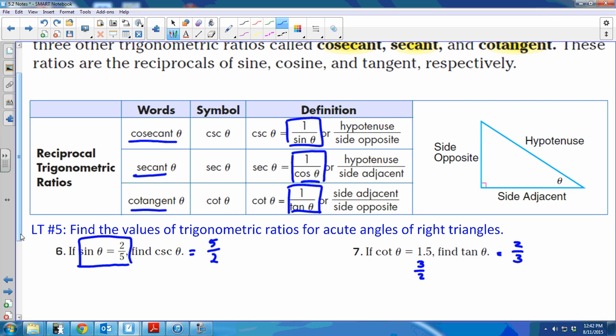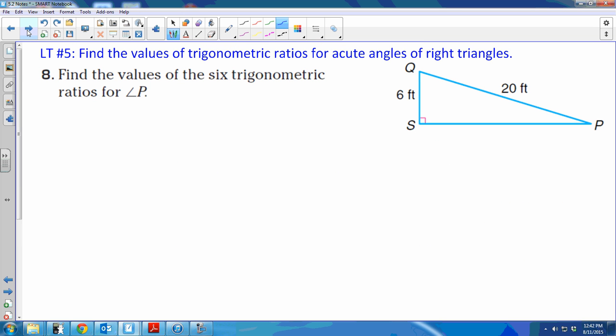Okay, so the last example then, we're going to find the 6 ratios for angle P of this triangle. Again, we're missing a side, so we need to use the Pythagorean theorem to figure that out. Be careful, because this time our missing side is not the hypotenuse, it's one of the legs. So you have 20 squared equals 6 squared plus x squared.